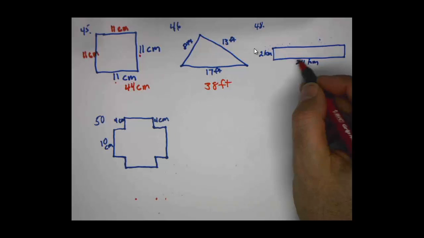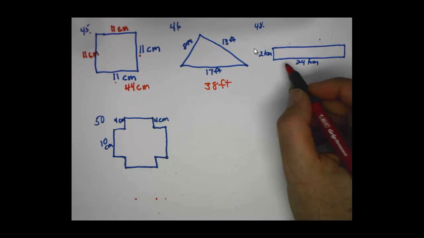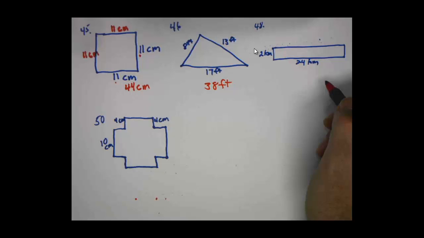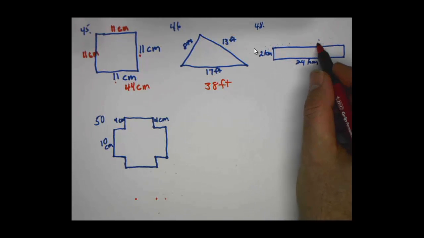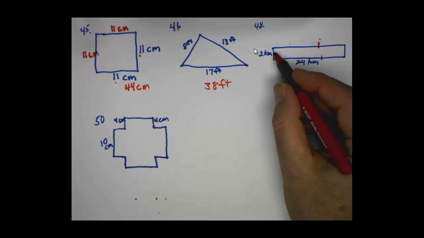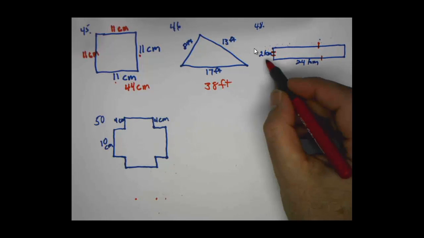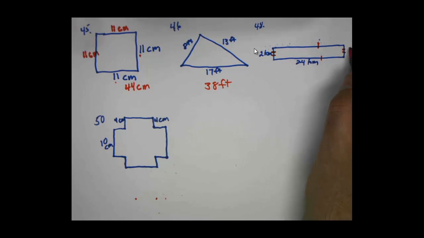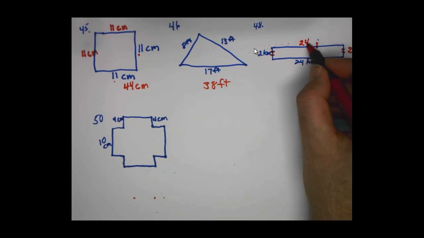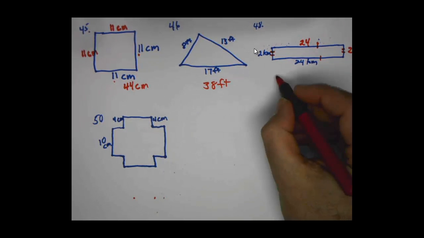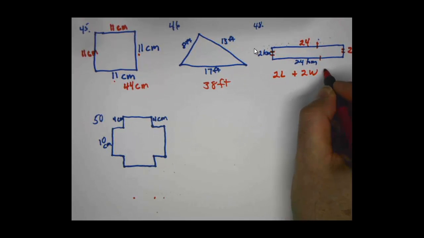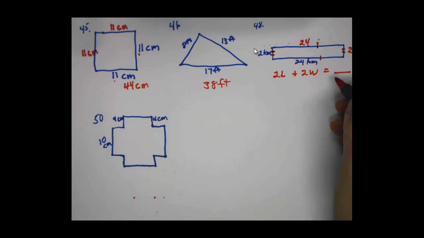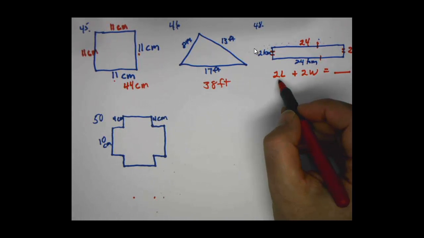Problem number 48 is a rectangle. Notice they only gave you 2 values. Because it's a rectangle, by definition, this side is equal to that side. So if the bottom's 24, the top then will be 24. And if one of the sides is 2, the other side is also going to be 2. So we can fill them in if we want, or we can use the formula 2 lengths plus 2 widths equals our answer. Okay, so we can use our formula if we'd like.